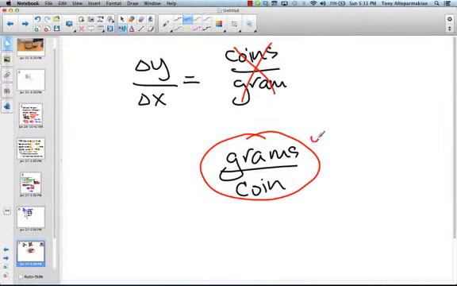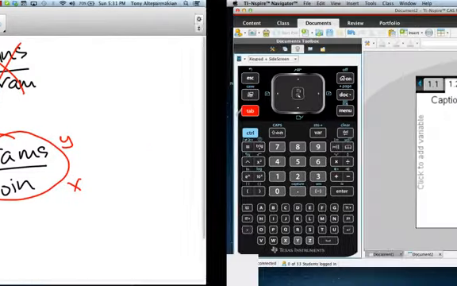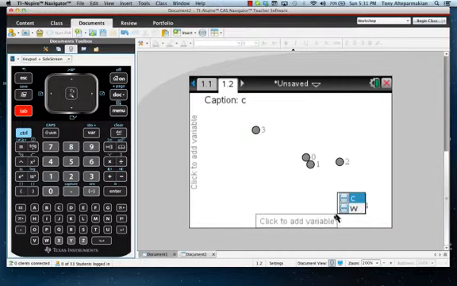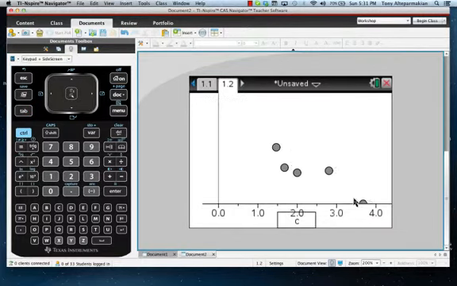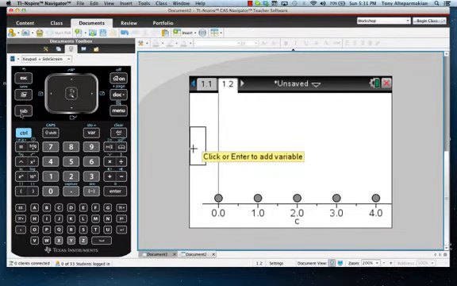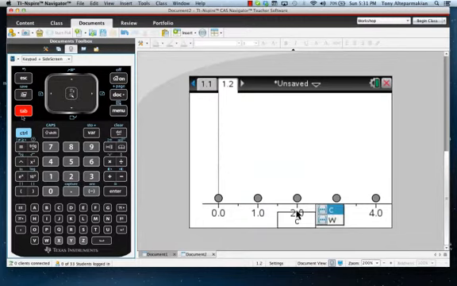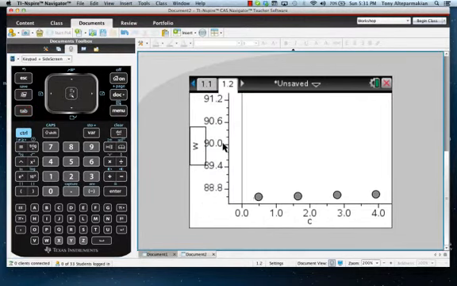So we're going to go with grams is y, coins is x. So back over here, if this is x, coins, and then hit tab again, and there we go, W for weight. And that looks like a pretty nice straight line.